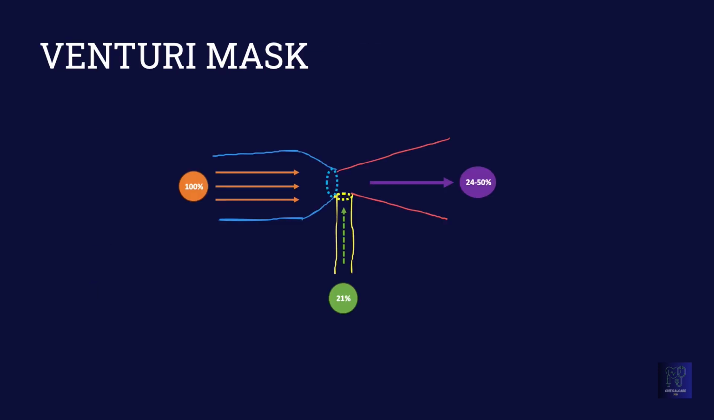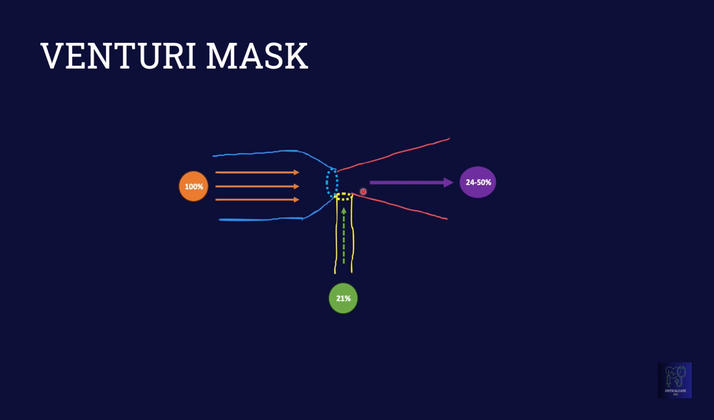The next higher level of support you can provide is a Venturi mask, and it works based on the Bernoulli principle. If you push 100% oxygen through a narrow channel, it creates a low pressure environment distally that entrains ambient air entering through the adjoining aperture. So by varying the diameter of this aperture, you can precisely control the pressures distal to it, and therefore precisely control how much mixing of the ambient air is happening.